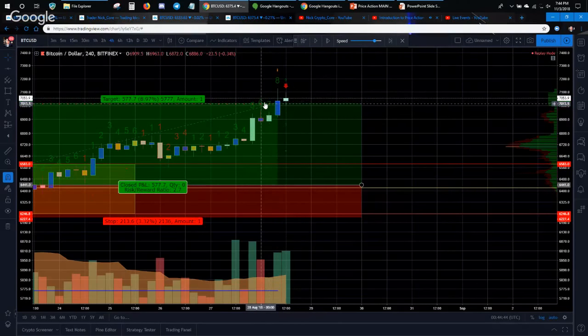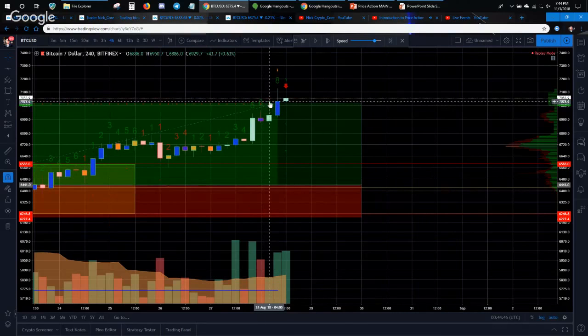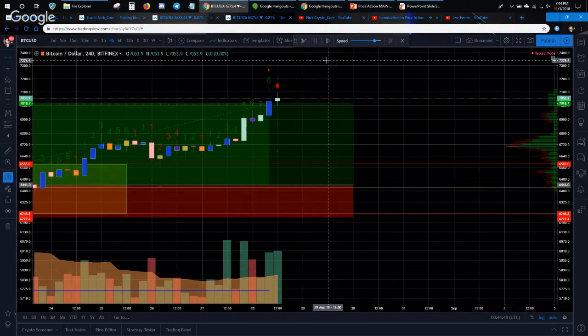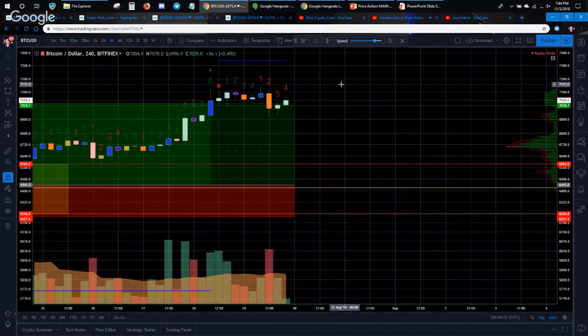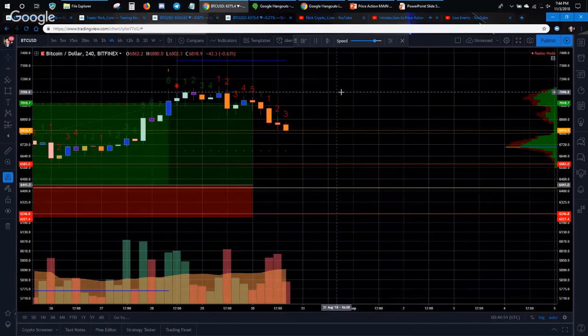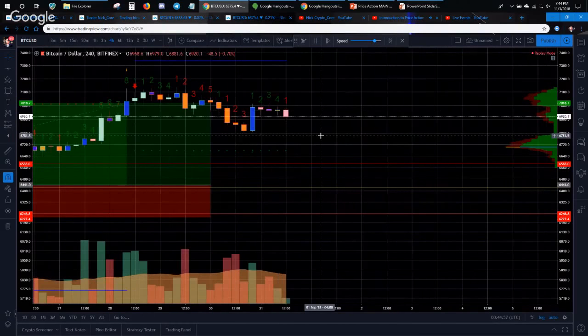Your position would have already been closed had you placed a stop order there, or a close position order. And as you can see, the trend should begin to reverse down. Yep. And now we have a clear downtrend in effect.